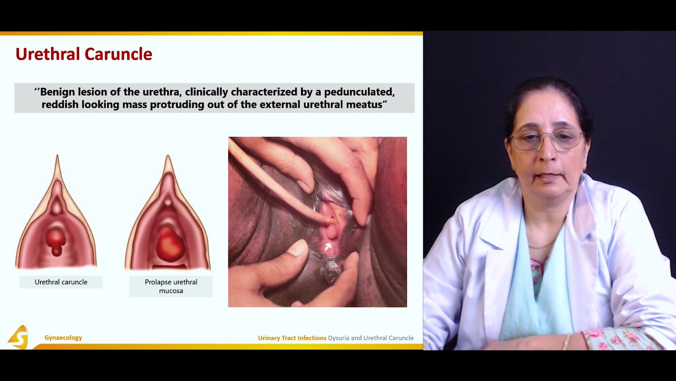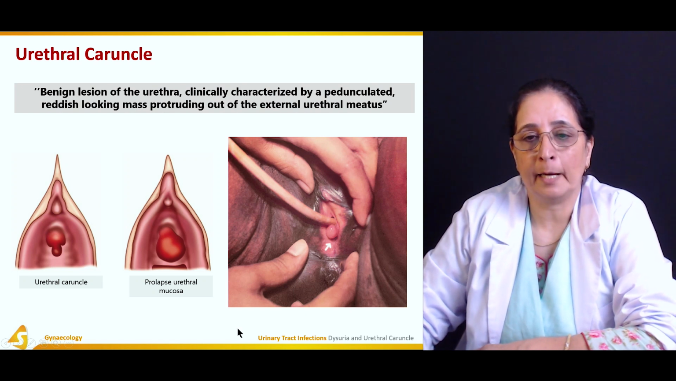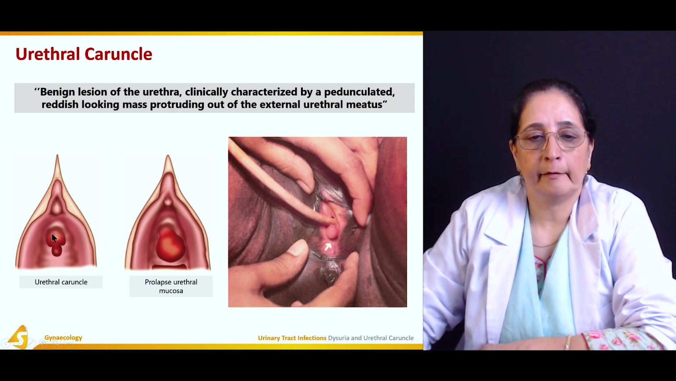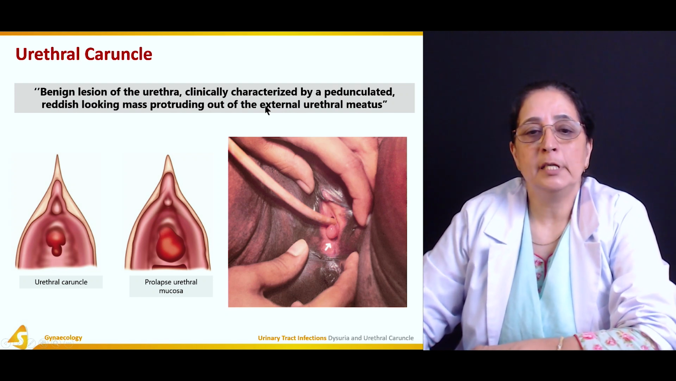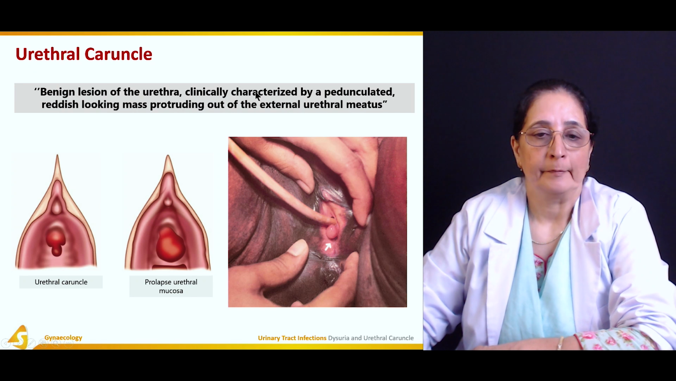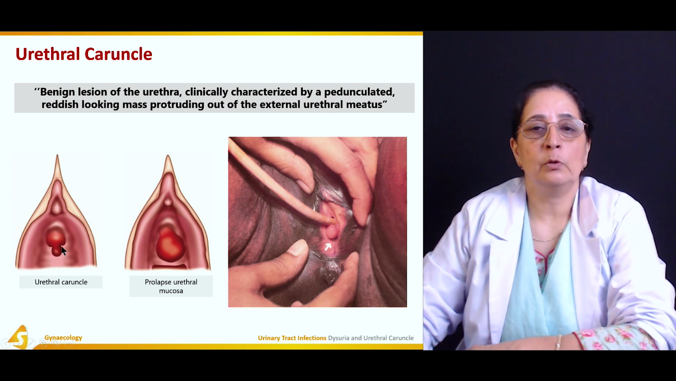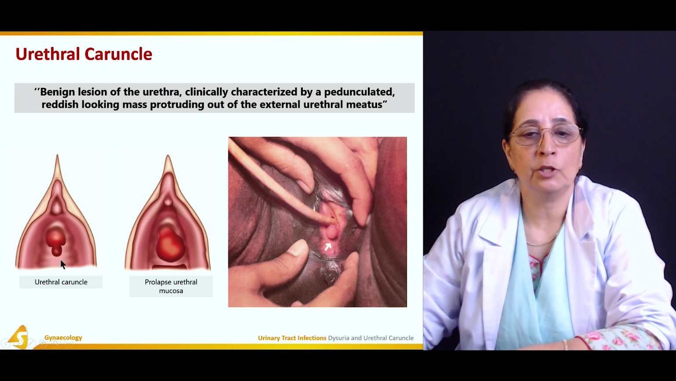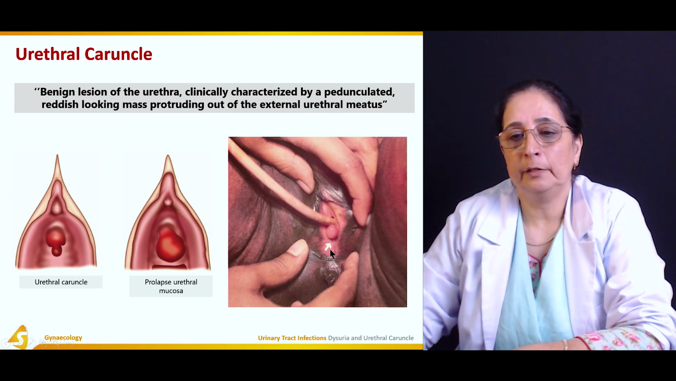Then urethral caruncle. If you see in this diagram, this is a lesion of the urethra. This is the prolapsed urethral mucosa, and this is the urethral caruncle. It's a lesion of the urethra characterized by a pedunculated reddish-looking mass protruding out of the external urethral meatus. A pedunculated mass is a mass attached with a stalk to the urethra. Here, this is the urethral caruncle.